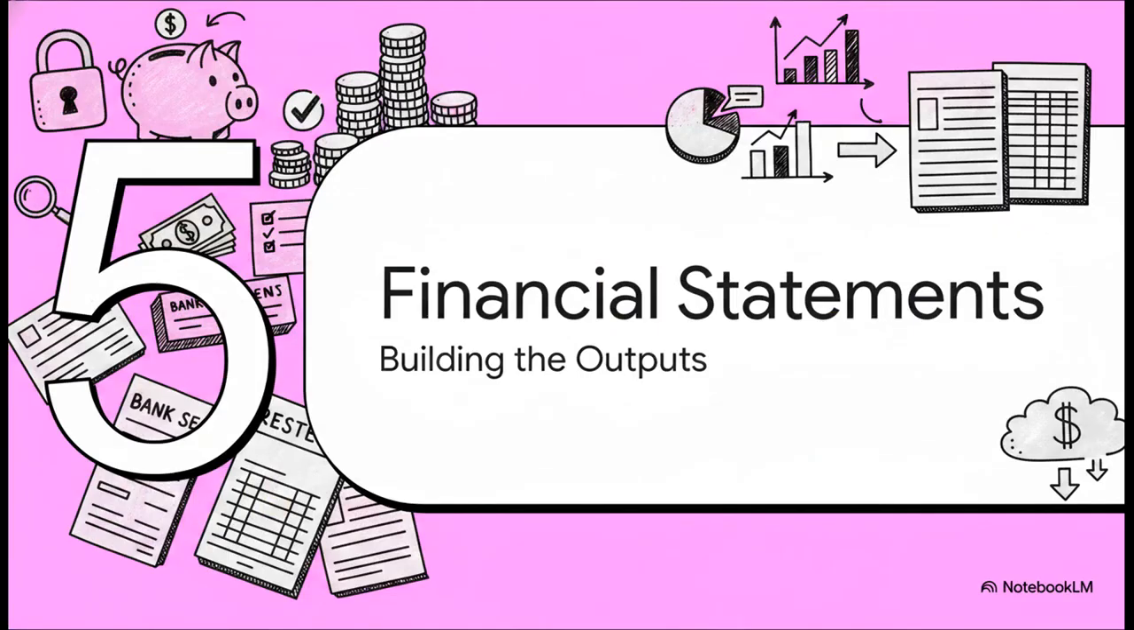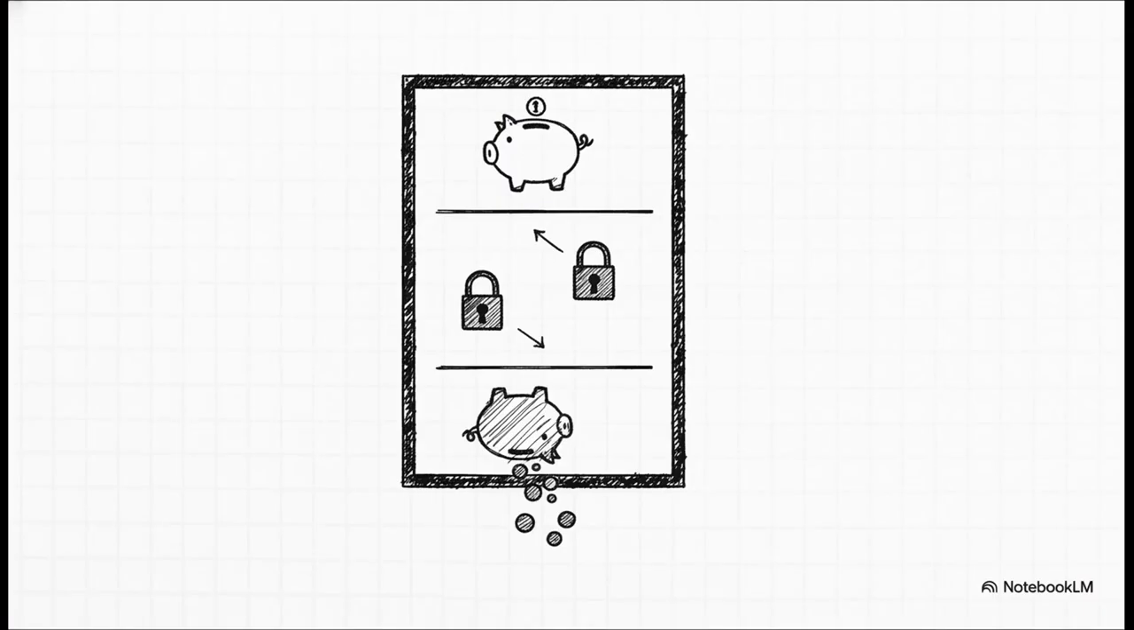Moving into Section 5, Financial Statement Presentation. Let's build those outputs. With our cash balances locked in, reconciled, and our overdrafts properly classified, we're finally ready to take these numbers and populate the financial statements. Let's look at the balance sheet first. The rules here are highly standardized. Unrestricted cash proudly takes line 1 in current assets.